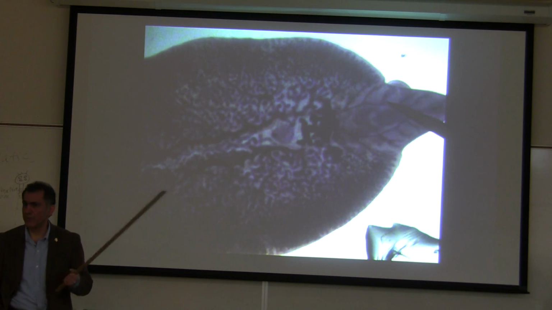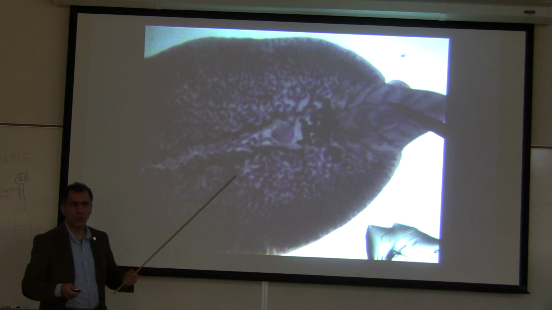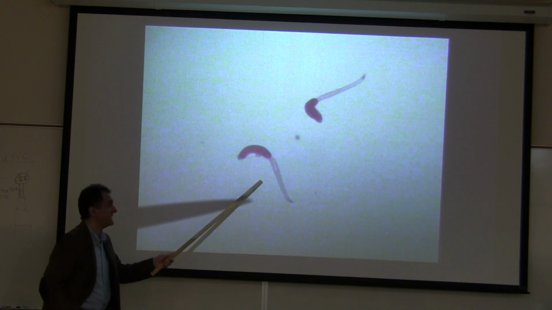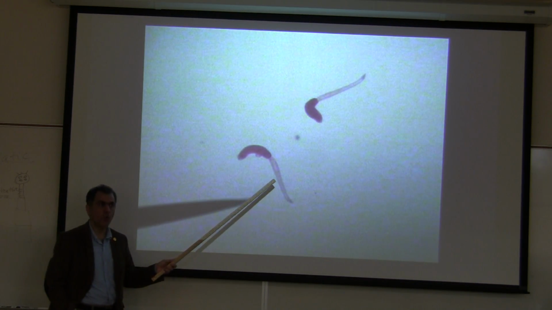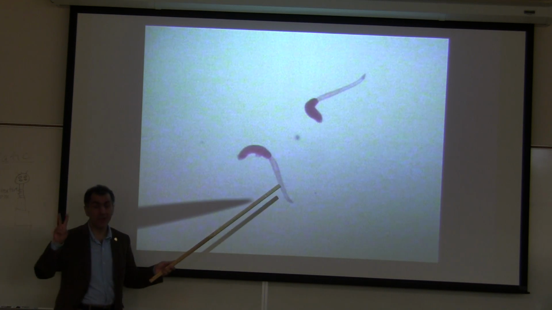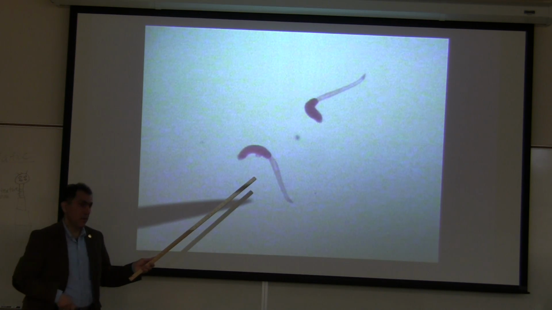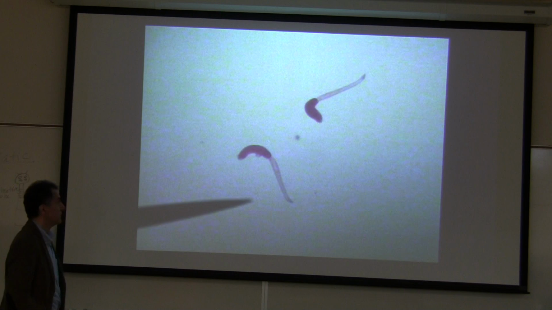Trematode. Very good. What phylum? Platyhelminthes. What is the name of the structure? Cercaria. What organism? You have two cercaria, but what organism? This is Fasciola hepatica.